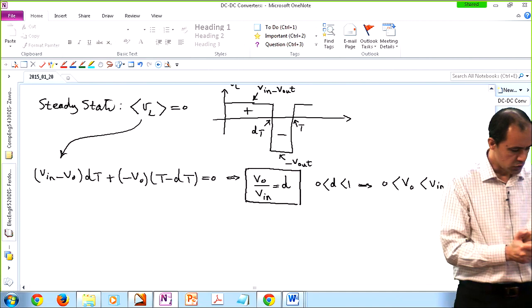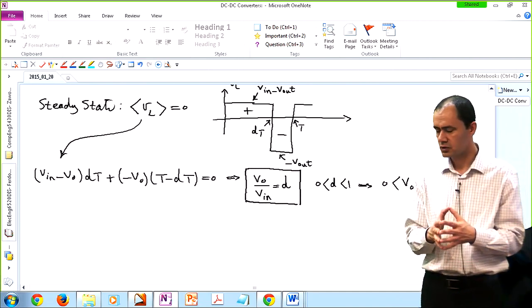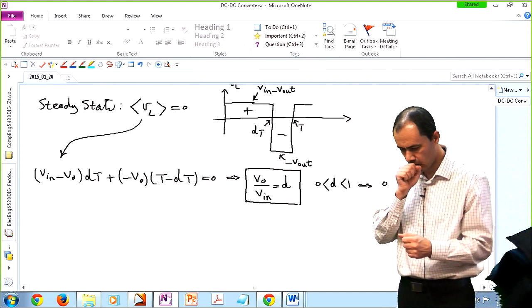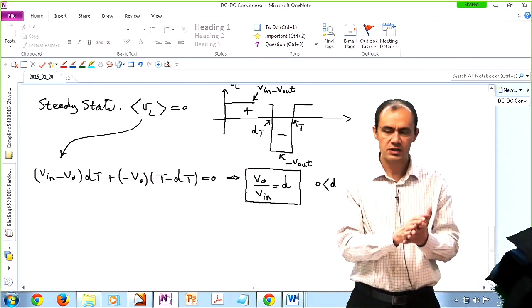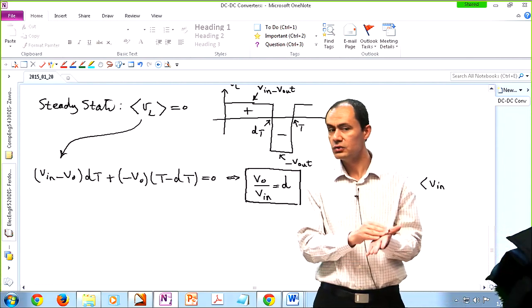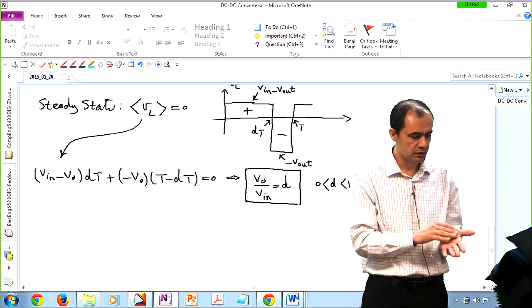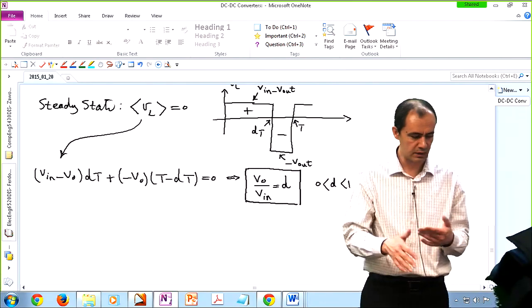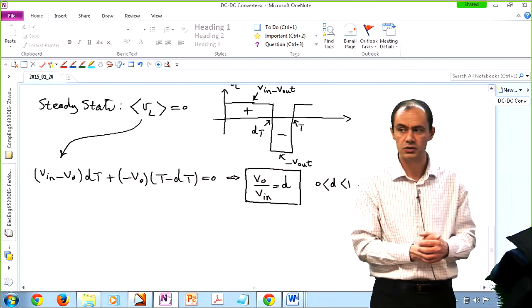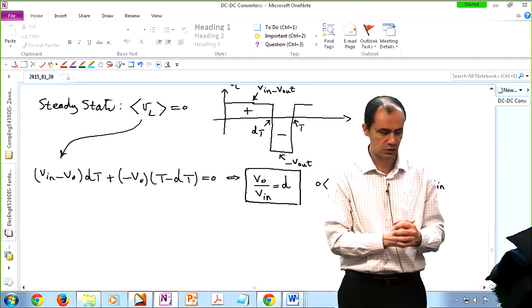All right, so this is to find the voltage transfer ratio of your topology. So please see what we did. We just analyzed or looked at the converter during these two modes, and then we looked at the voltage drop across the inductor in each one of these modes, and then made sure that on average the voltage drop on the inductor, or the voltage that is applied to the inductor, is 0.